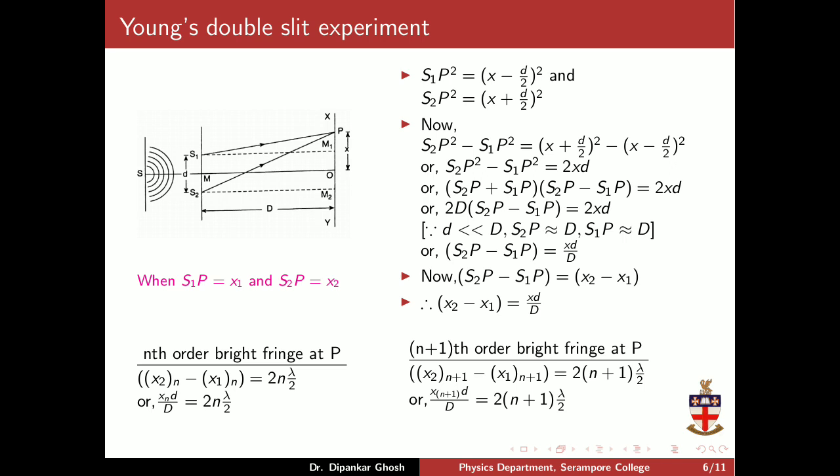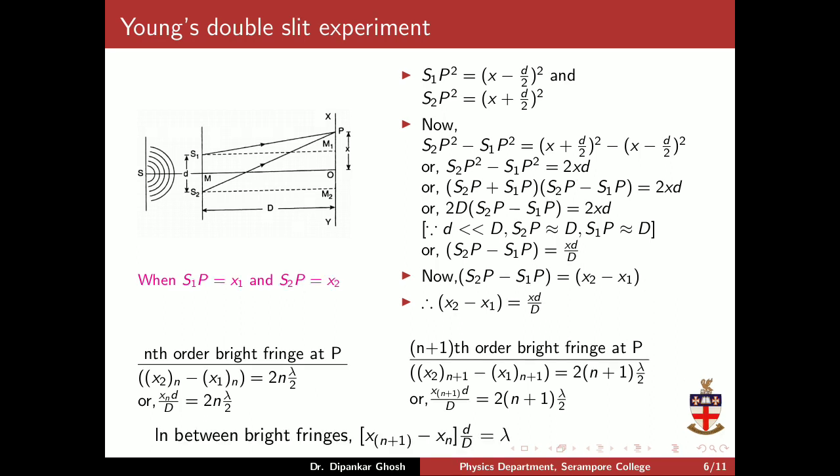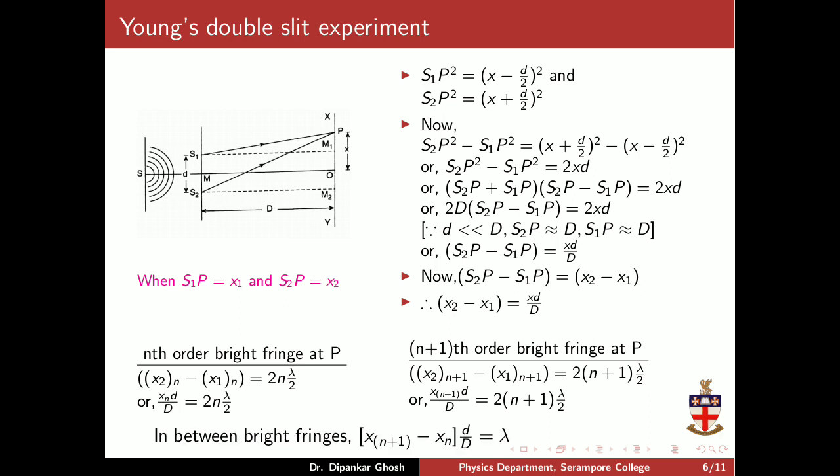Now, if we have the (n+1)th order bright fringe, then xn+1, that means the distance of the (n+1)th order bright fringe, multiplied by small d and divided by capital D, will be 2 into (n+1) lambda by 2. So in between these two bright fringes, there will be a distance xn+1 minus xn that will be given by lambda capital D by small d.